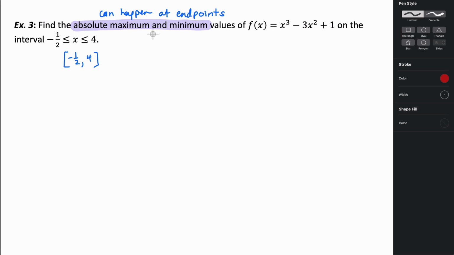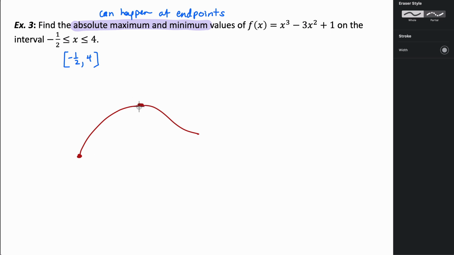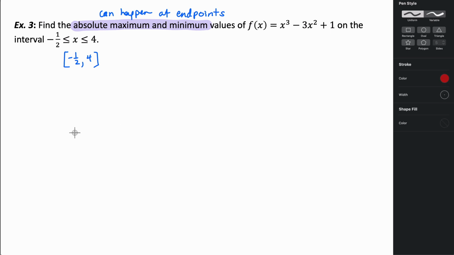So to figure out where we have absolute maximum and minimum values, we need to first figure out where the potential relative maximum and minimum values are, because those could also be absolute. Relative maximum and minimum could be absolute maximum and minimum. And then we also have to consider the endpoints, because you could have one of those situations where you have something like this, where you have an absolute minimum at an endpoint, but you have an absolute maximum somewhere in the interior. And so that has to be considered as well.